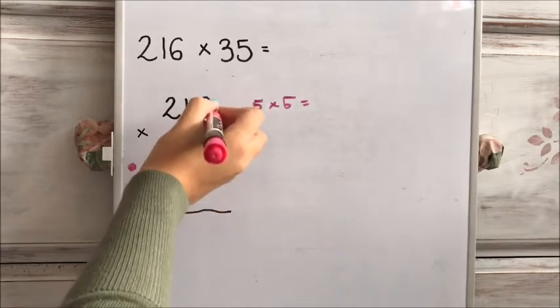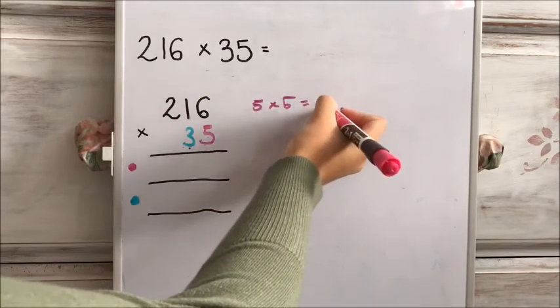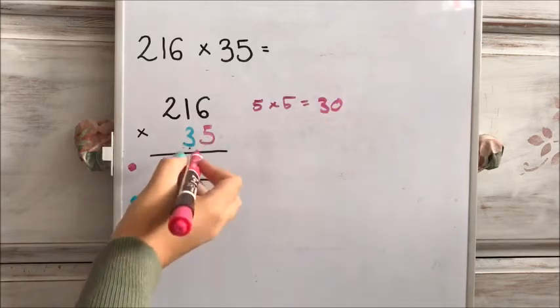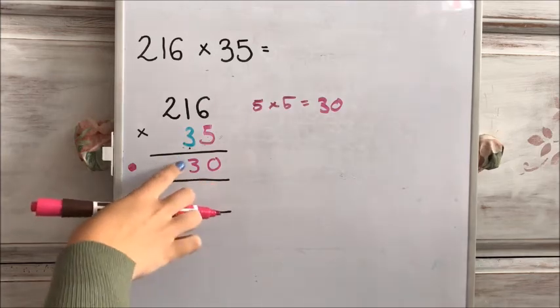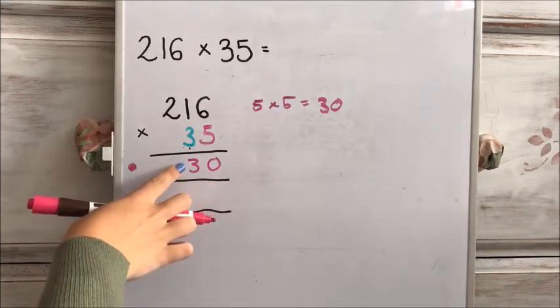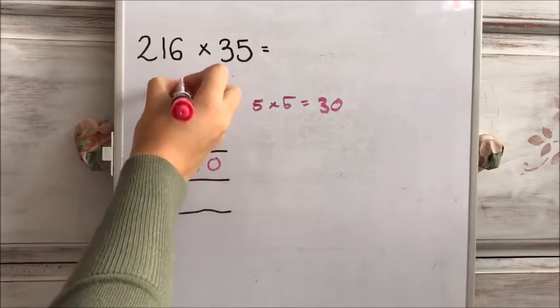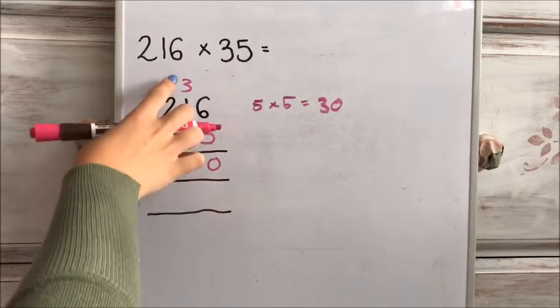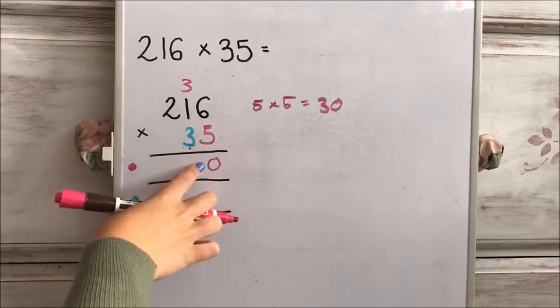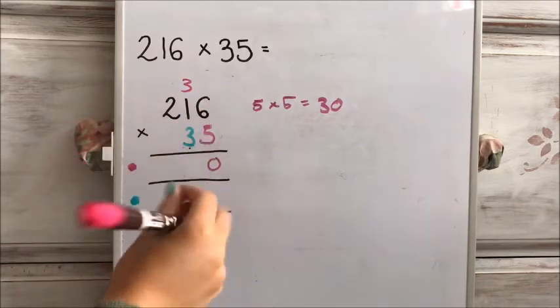So 5 times 6 is 30. So, as we did before, we would write 30. But if we write a number here, it will get in the way of our next calculation. So what we're going to do is move the 3 to the top. It's still 30 because it's still 3 in the tens and a 0 in the units. So that's our first row done.